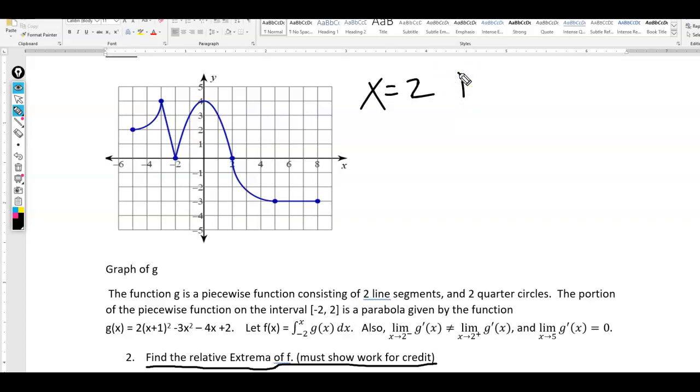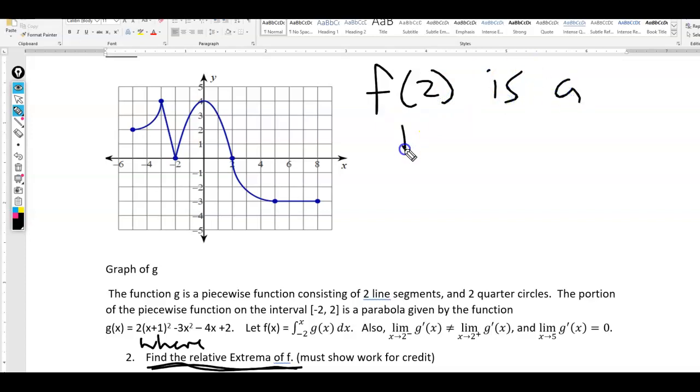Oh, let me back up a little bit here, because how they word this question matters. If they said where is the relative extrema, then you would say x equals 2. But if they actually ask for the relative extrema, that's a y value. Relative extrema are y values. So you'd say f of 2 is a relative max. So the relative max occurs at x equals 2, but the relative max is actually f of 2.